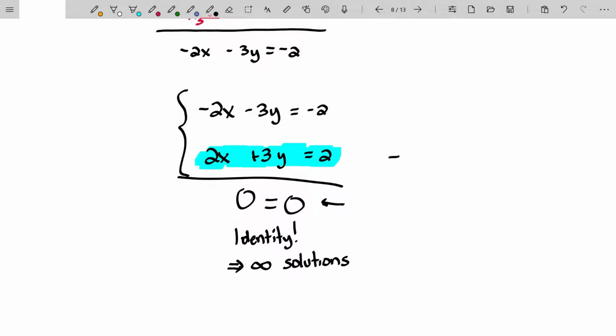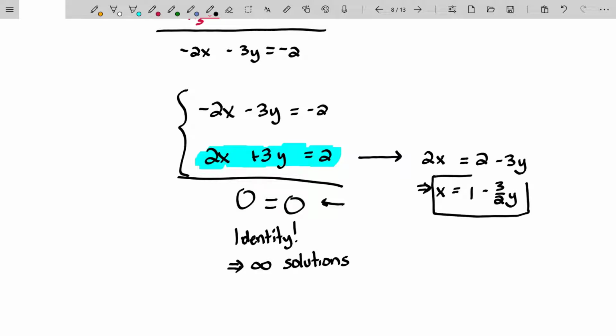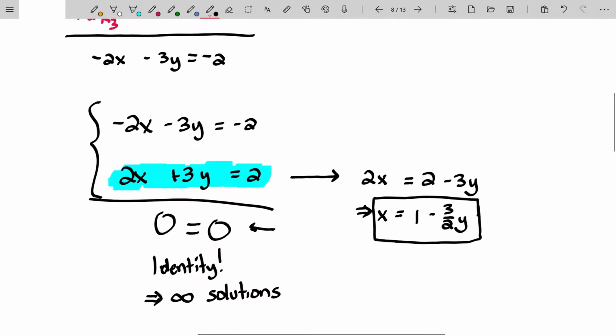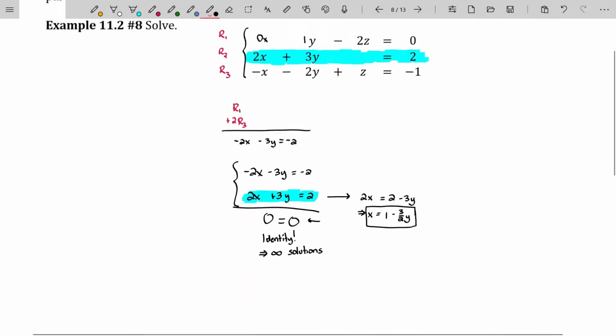I'm just going to go ahead and solve it for x. So you get 2x is equal to 2 minus 3y, or in other words, x is equal to 1 minus 3 halves y. That's what my x value is. And now I want to find out what z is, because unfortunately I can't find y. I have an equation involving x's and y's, but at least I can find out what z is based upon this.